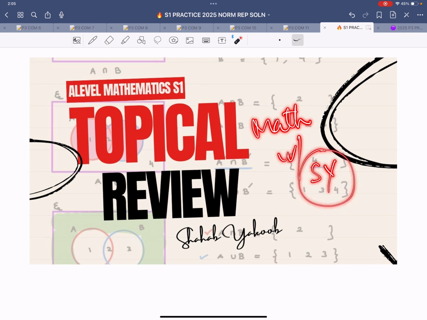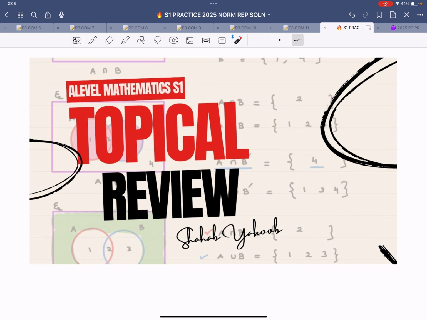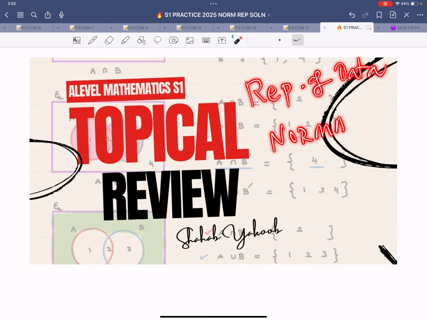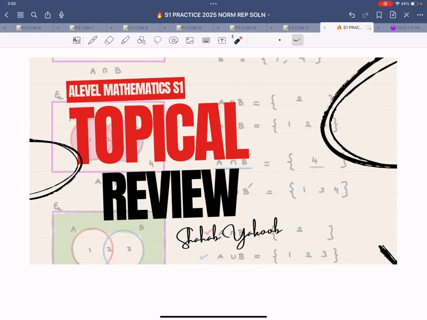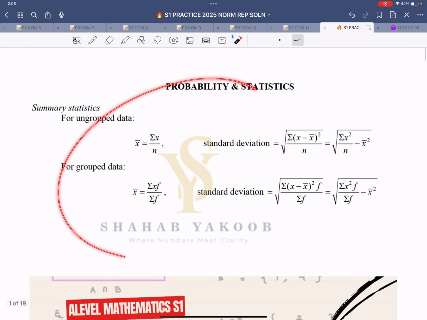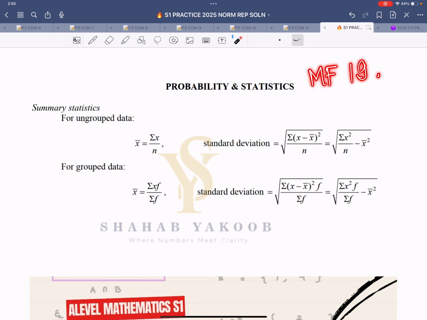Now in today's video, our focus is on topical review of two topics, that is representation of data and the next one is normal distribution. Now let's get started with this. Now these formulas are given over here. This is for representation of data and it is from the formula booklet MF19.